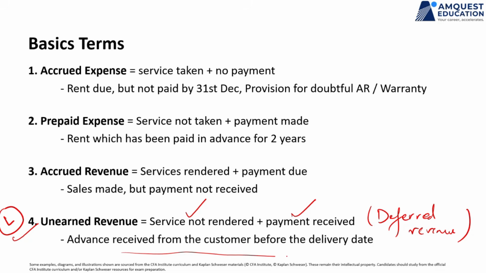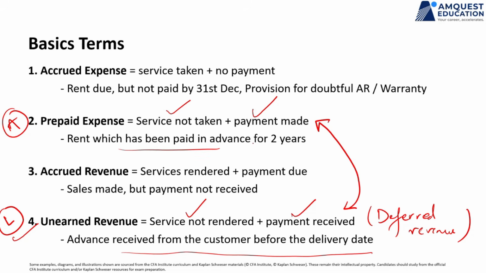Advance received from customer before the delivery date. The entry for this on the other side is prepaid expense, an asset. Services not taken by me, but payment has been made. I've made payments to Netflix. I've yet not taken the services. My services will start now. So the rent or payment has been made in advance for 1 year, 2 years, and so forth. So it is a prepaid expense.